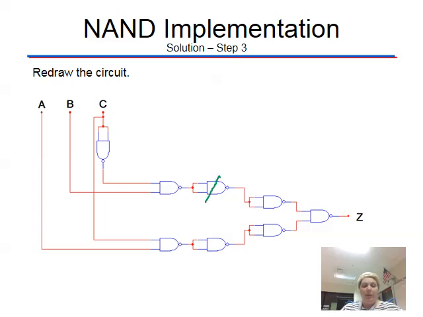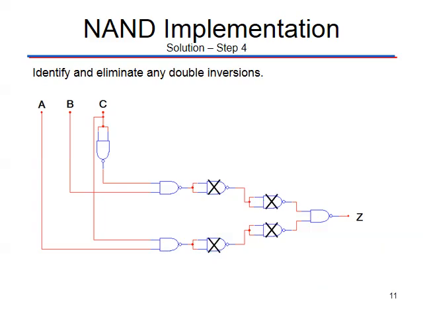We can eliminate this one because you have two inverters together, right? See, they're NANDs tied together, so they're inverters. You can eliminate them if they're right next to each other and they have their inputs tied together. We can eliminate these two. So in the end, we're going to end up with 1, 2, 3 NAND gates.